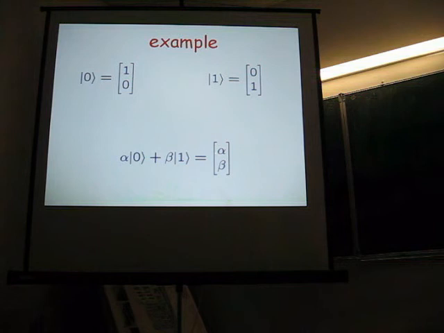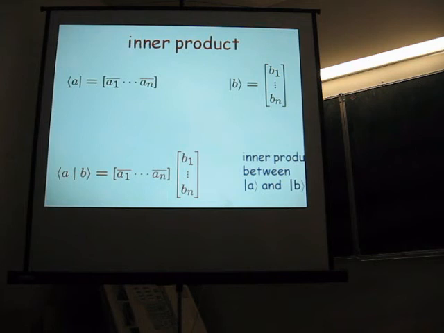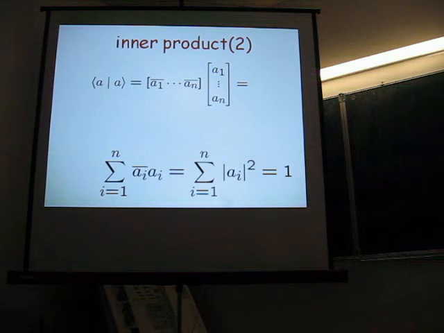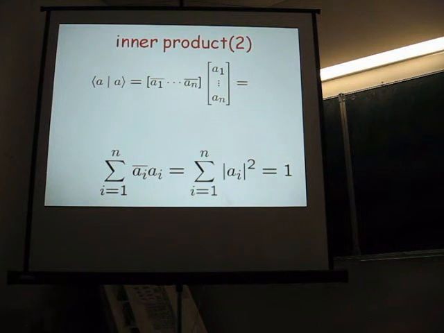Also, on the space, we define an inner product, and the inner product between two vectors is just the complex conjugate transpose of one times the other one. And that induces an angle between the two vectors. More interesting, or trivial to observe, is that if you take the inner product with yourself, then you will get the sum of the amplitudes squared back, and this should be 1. Another way of saying the L2 norm of this vector is 1.